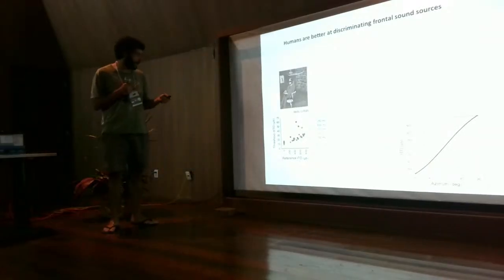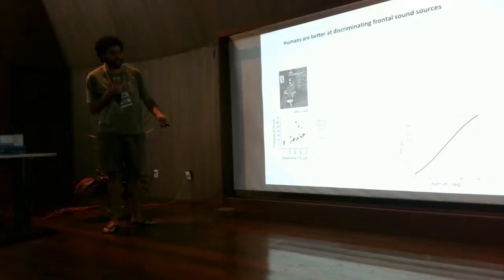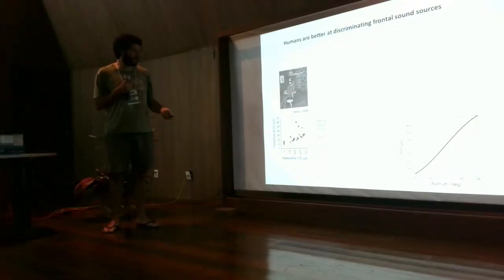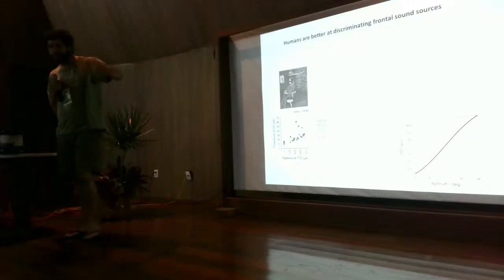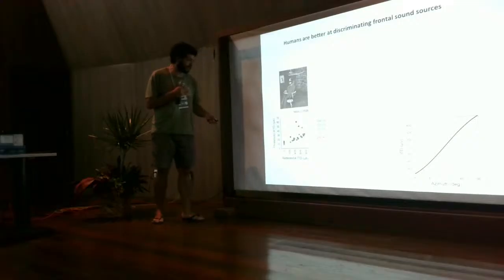So for a sound coming from the front, the reference ITD is 0, right? It's right in the front, azimuth 0, and it has an ITD of 0 also, right? So in this location, the thresholds are very, very low, right? It's around 10 microseconds. But if you go more and more to the periphery, around 800, so it's extreme left or extreme right, the thresholds are much higher.